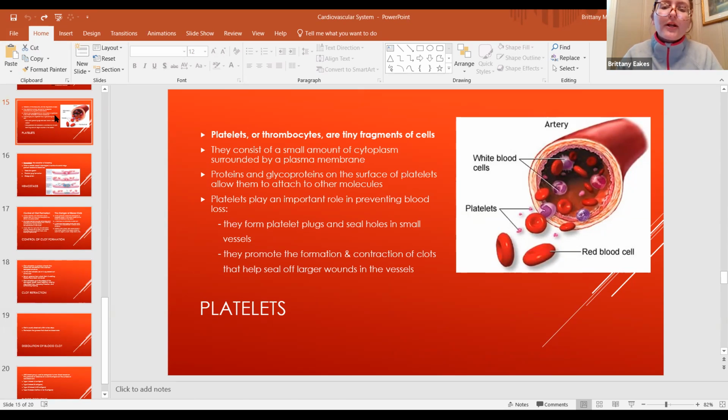So they play an important role in preventing blood loss because, at the site of a blood vessel injury, which occurs inside our bodies, we don't know it, but this happens all the time, the thrombocytes will go to that injury. They'll form a platelet plug where they basically plug it up and they seal the holes. They promote the formation and contraction of blood clots, and they'll help seal off larger wounds in vessels.